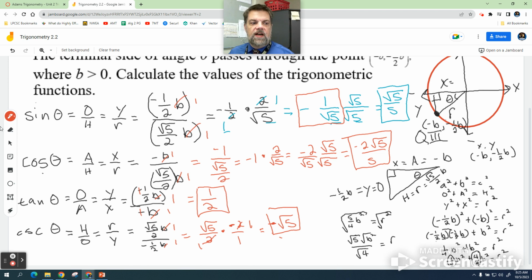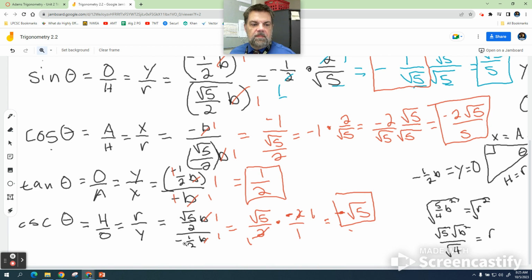Now, I don't know where I'm going to fit in. I'll try to fit in one more. I think cotangent is pretty easy, so let's do that. Cotangent is the reciprocal, so we'll squeeze that in here. Cotangent of theta is the reciprocal of tangent, which is the adjacent over the opposite, which is the x over the y. And so we just flip this, right? It'd be, instead of 1/2, it'd be 2 over 1, which is just 2.